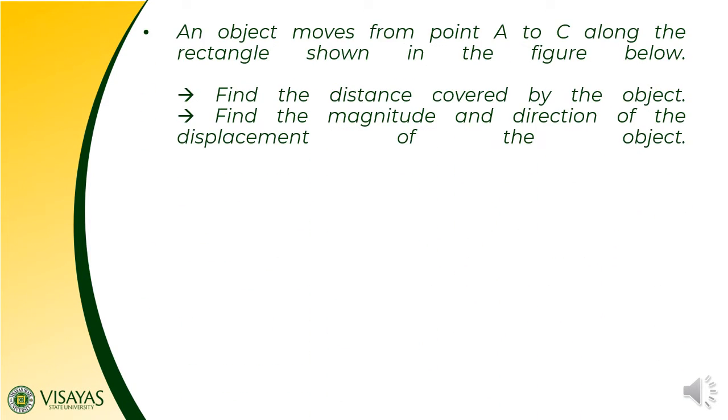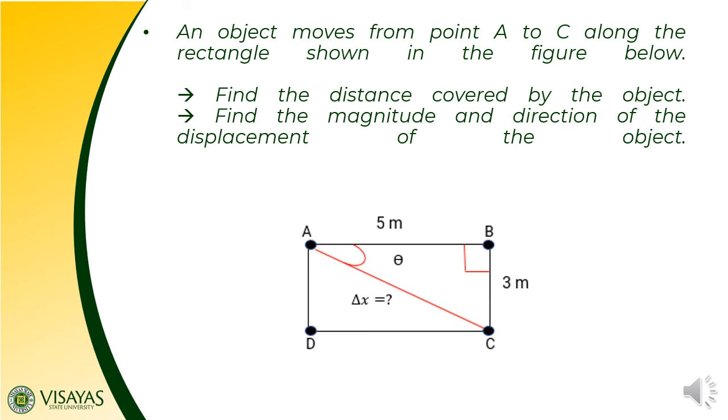Let's move on to the next problem. An object moves from point A to point C along the rectangle shown in the figure below. Find the distance covered by the object and find the magnitude and direction of the displacement of the object. So here's the figure. So we are to find for distance and displacement.